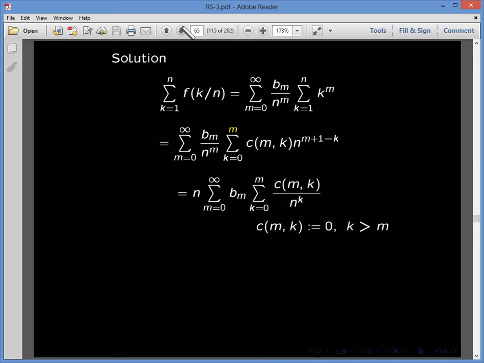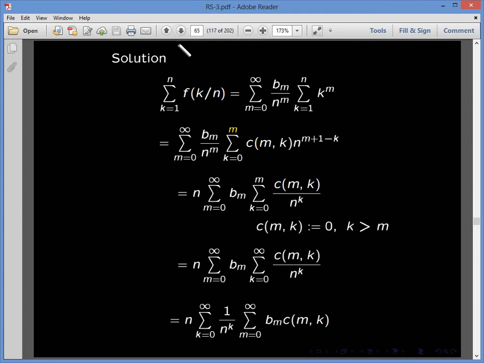It's a neat trick so that you don't have to worry about this dependence when you're swapping the summation. So now we enter it like that, and I'm swapping again. As you swap, n to the k can go outside and b_m must stay inside. So I nicely isolated the 1 over n to the k, and here is everything else about m. That's the coefficient that we're looking for.